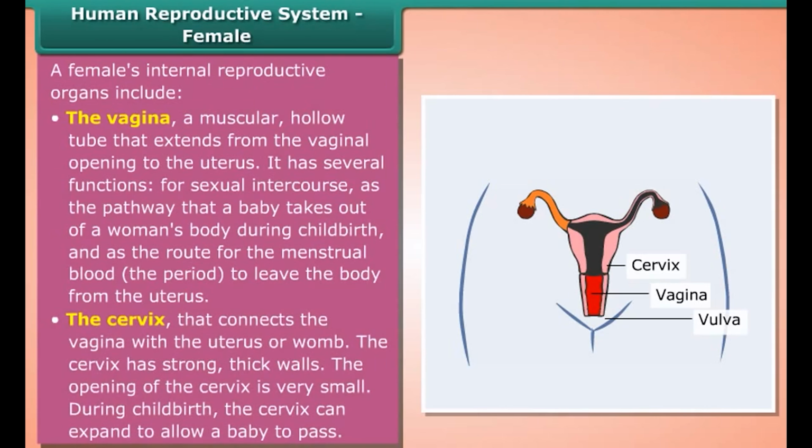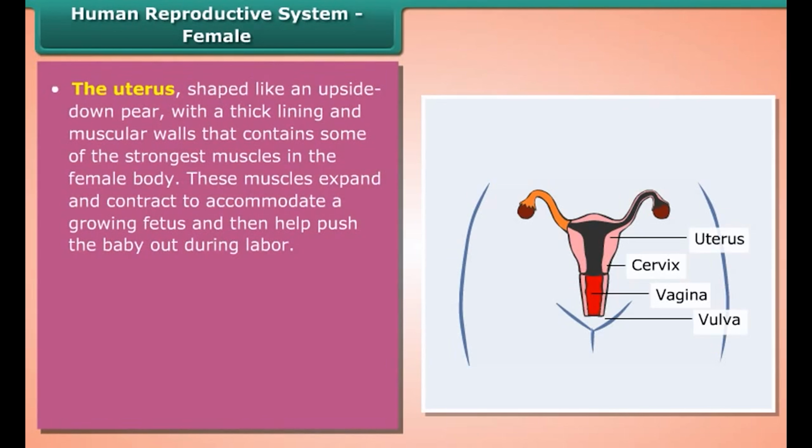The cervix connects the vagina with the uterus, or womb. The cervix has strong, thick walls. The opening of the cervix is very small. During childbirth, the cervix can expand to allow a baby to pass.